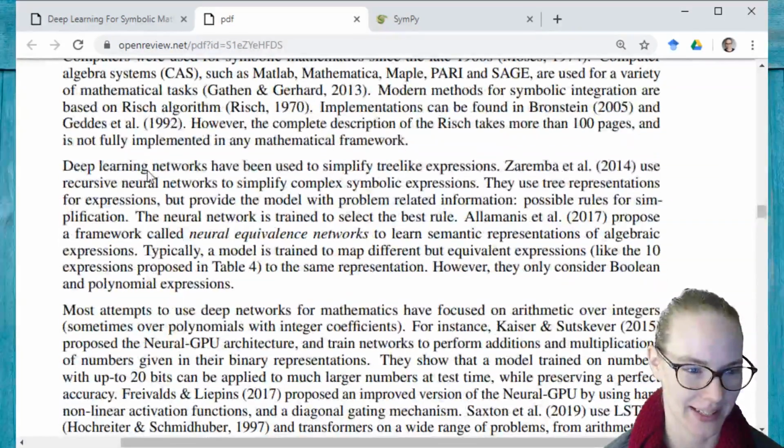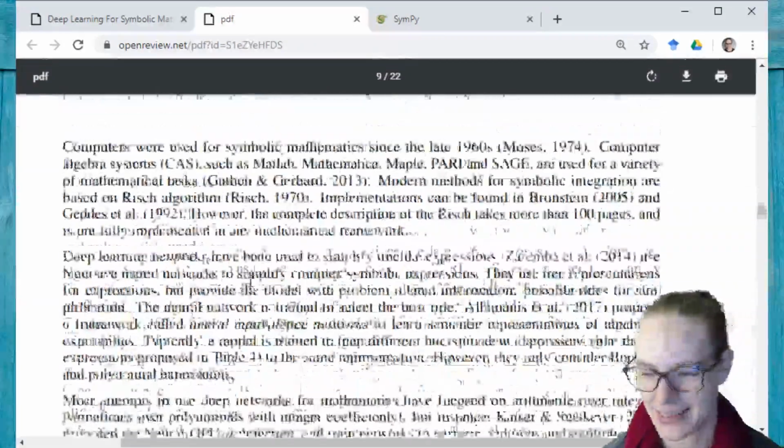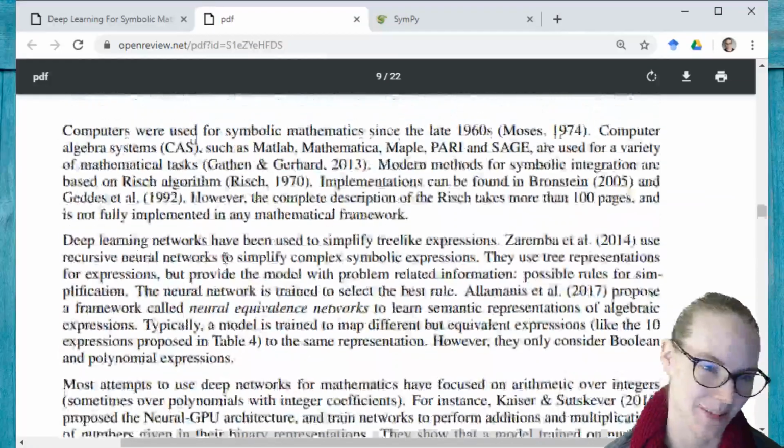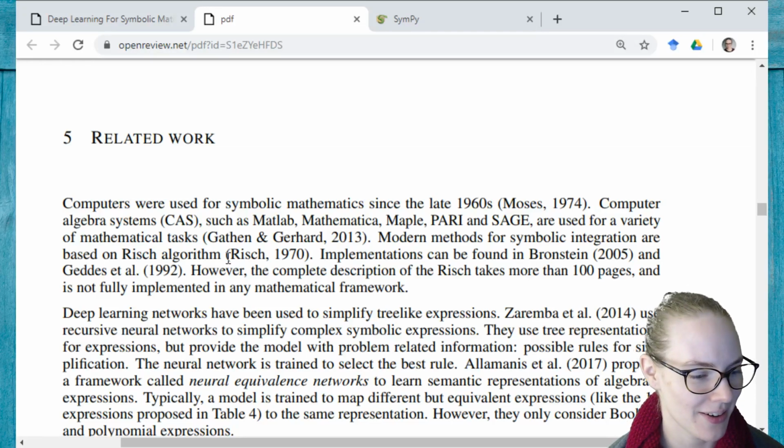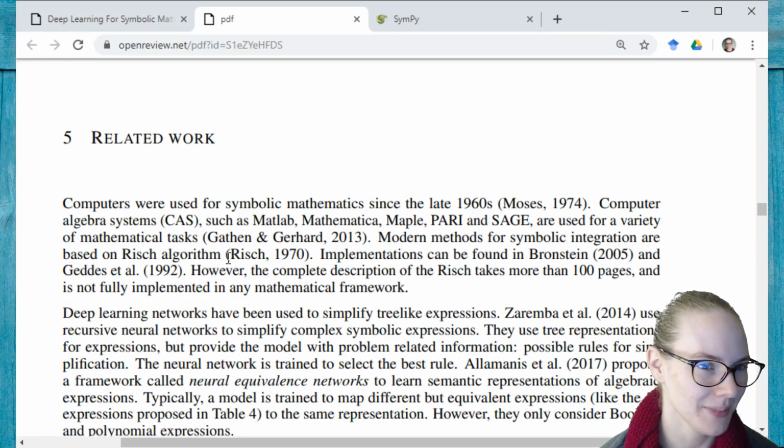All right, section 5. And they did that thing where, I know that this is discipline specific, but they put the related works at the end, and it's not my favorite. Y'all have heard me say that before. All right, section 5, related works.